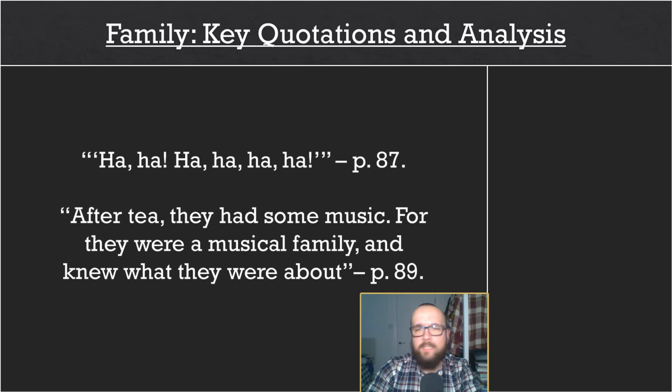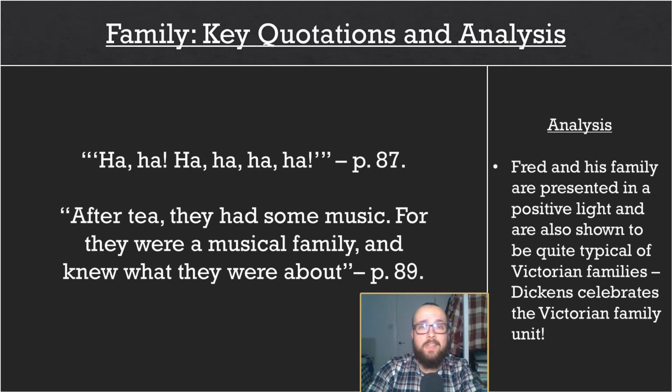But what can we say about these quotations? Well, I would say that the laughter presents Fred and his family in a positive light, because they are having such a great deal of fun. Now this fun continues when they play music and sing only a couple of pages later, which also suggests that they are actually quite a typical, normal Victorian family, because we know that music and singing were common activities for families to engage in, don't we? If this family is both normal and really good, Dickens is able to use Fred's family as a means of celebrating all of the normal middle and upper class families out there.